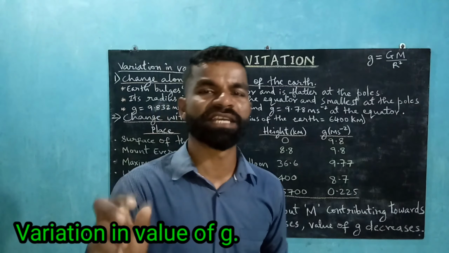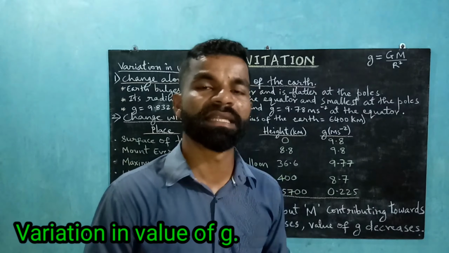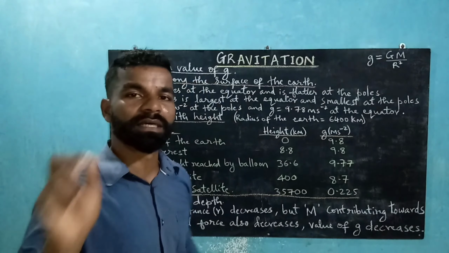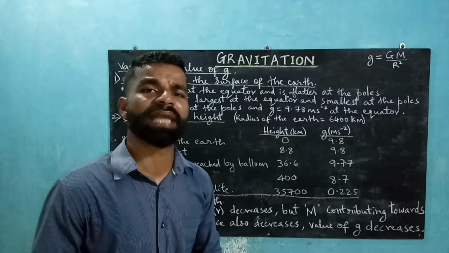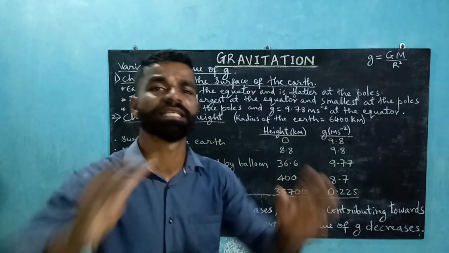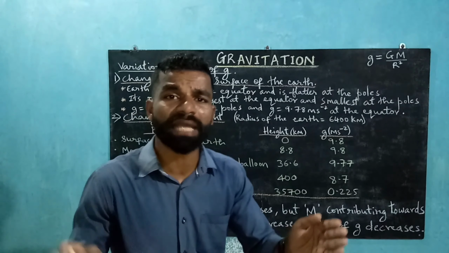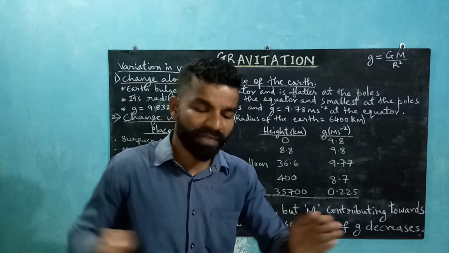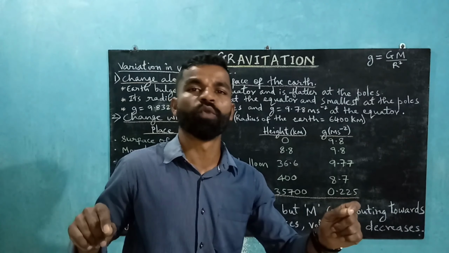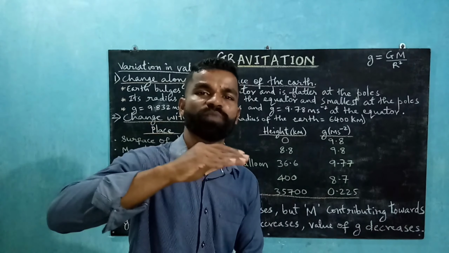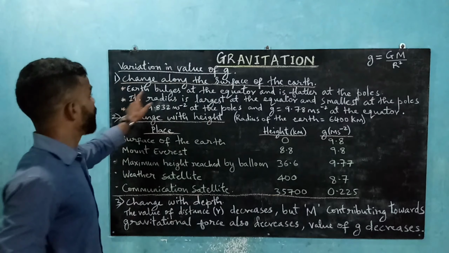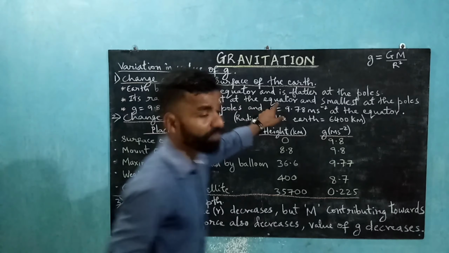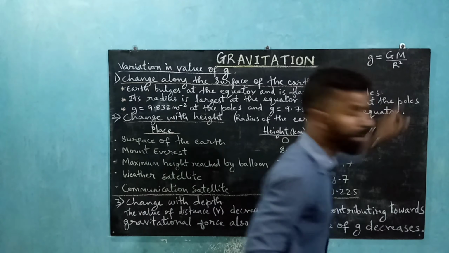Now we will see variation in the value of acceleration due to gravity. So first, change along the surface of the earth. As you know, our earth is not exactly a sphere. It is not exactly spherical. Earth bulges out at the equator and it is flatter at the poles. So at the equator the radius of the earth will be more and at the poles the radius will be shorter. So earth bulges at the equator and is flatter at the poles. Its radius is largest at the equator and is smallest at the poles.